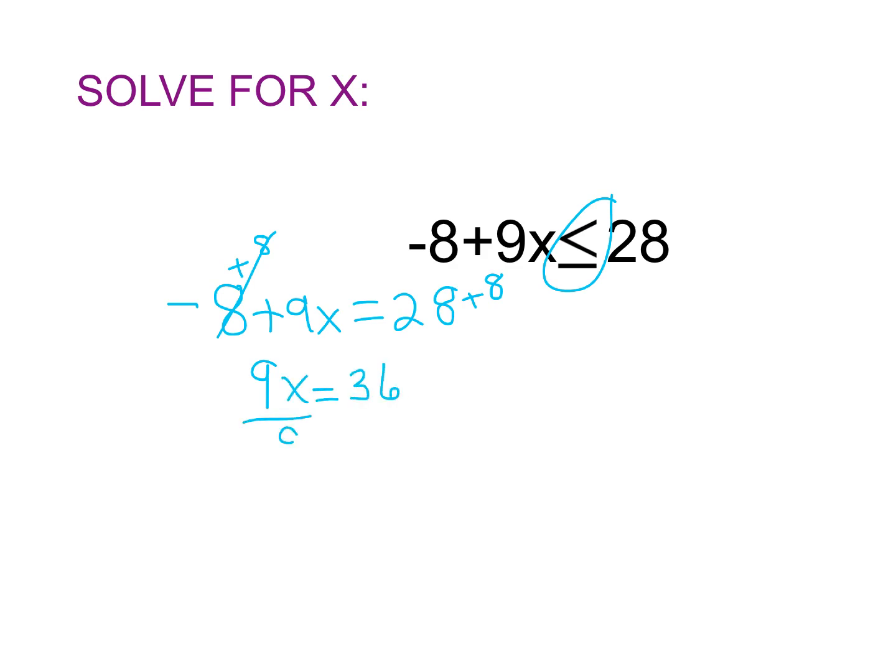Now if I divide both sides by 9, the 9's will cross out on the left, and I have just x, and 36 divided by 9 is 4. So now I'm going to go back for my last step, and I'm going to say, therefore, x is less than or equal to 4, because that's the symbol we started with.